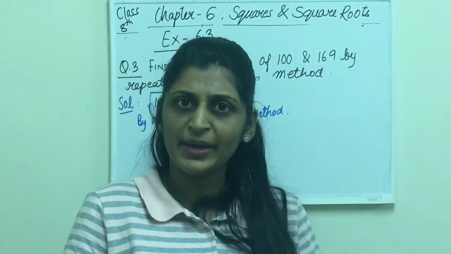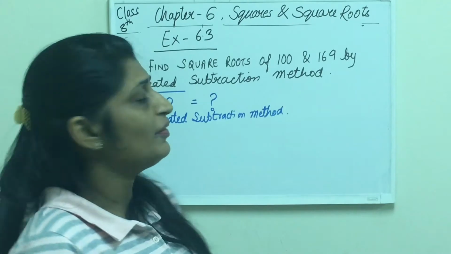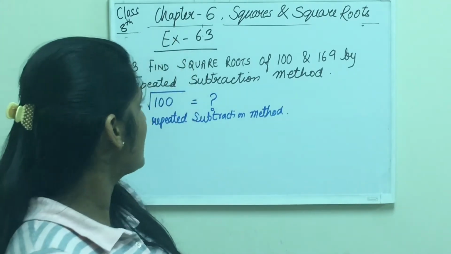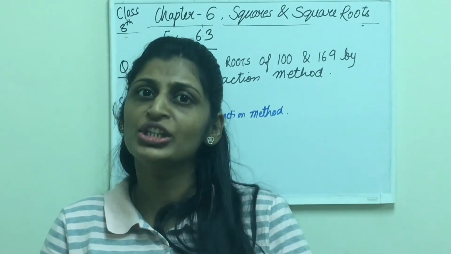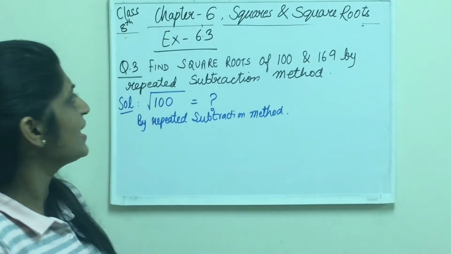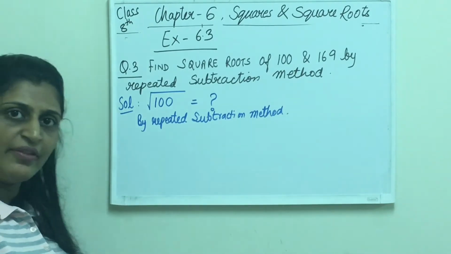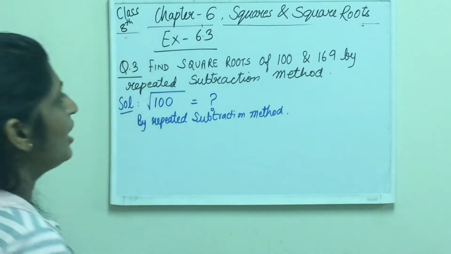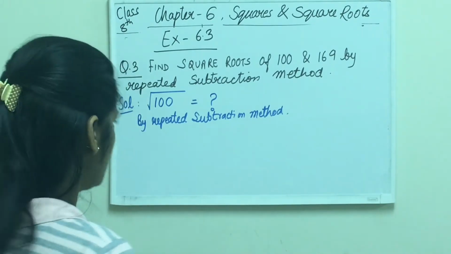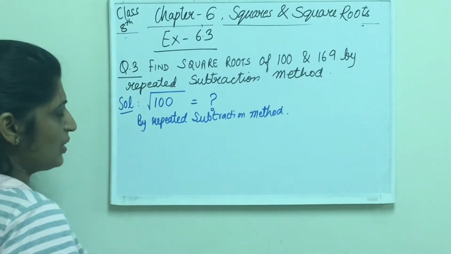By repeated subtraction method, we have one question from exercise 6.3, and the question is question number 3. The question says find the square root of 100 and 169 by repeated subtraction method. And this method is very well known to you. We have discussed it in our previous videos also. Just see how the solution goes.